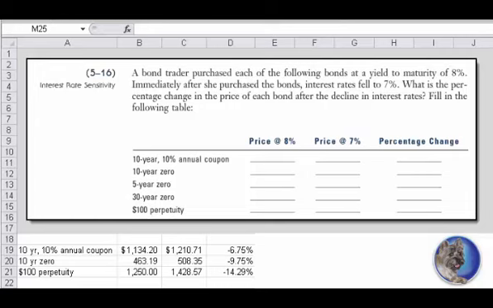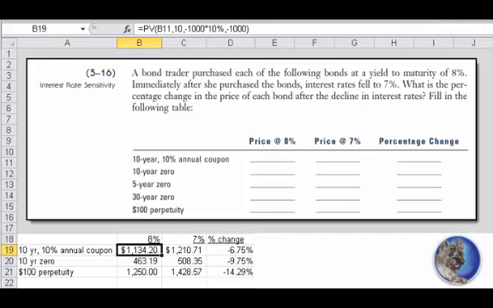Fill in the following table. And I'm going to solve the first row, the second row, and the last row. And the rest I'm not going to illustrate because it's essentially the second row with just changing the term of 10 years to a couple other terms. And I've worked that ahead of time for you. Okay, so really this is the price at 8%, this is the price at 7%, and this is the percentage change. Okay, so if you go here, you can look up top and you can see there's the formula.